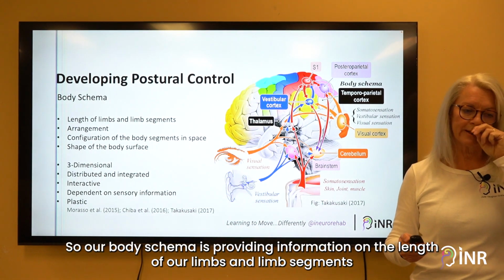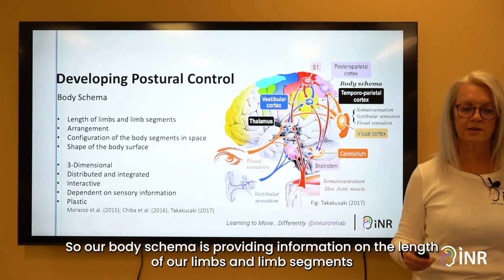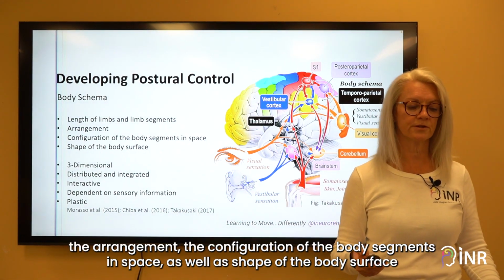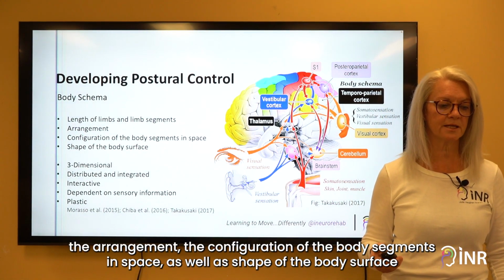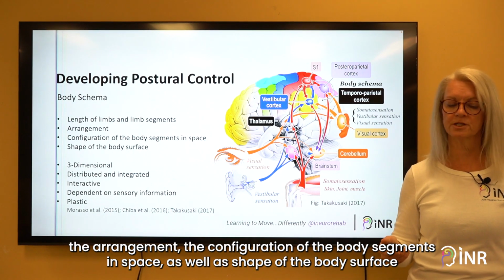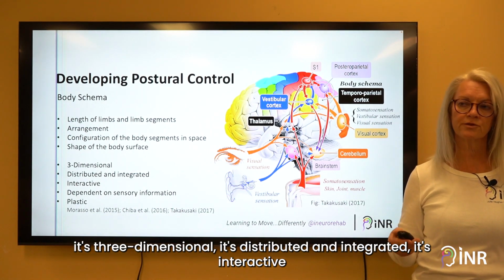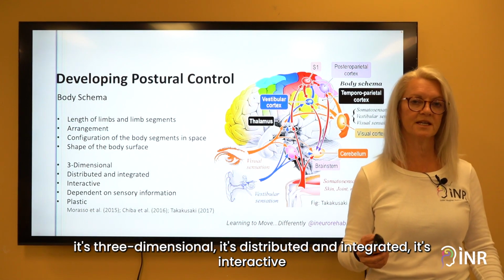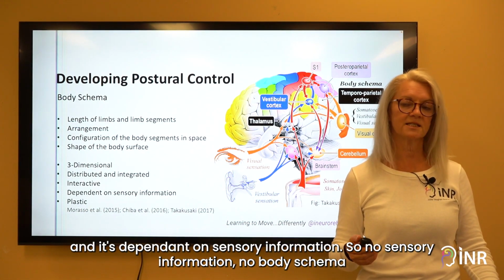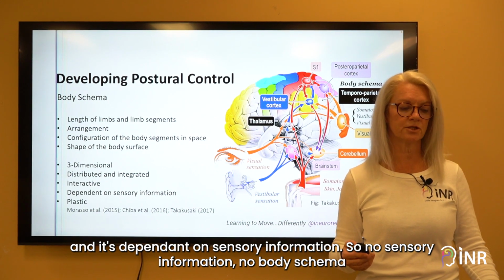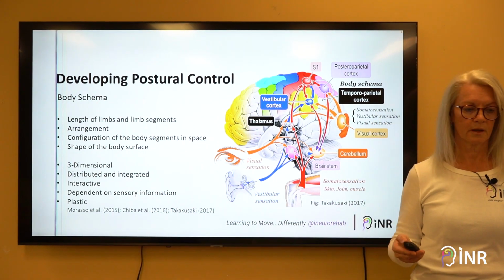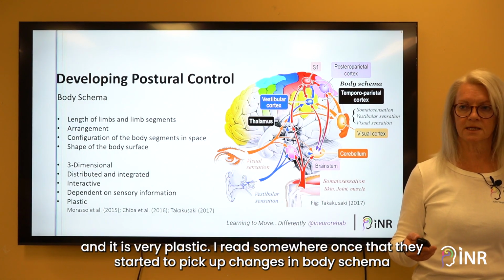So our body schema is providing information on the length of our limbs and limb segments, the arrangement, the configuration of the body segments in space, as well as shape of the body surface. It's three-dimensional. It's distributed and integrated. It's interactive. And it's dependent on sensory information. So no sensory information, no body schema. And it is very plastic.